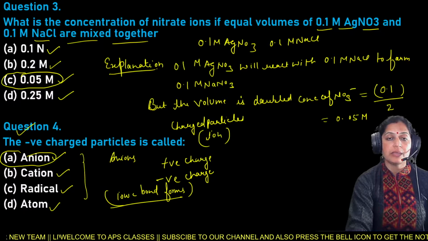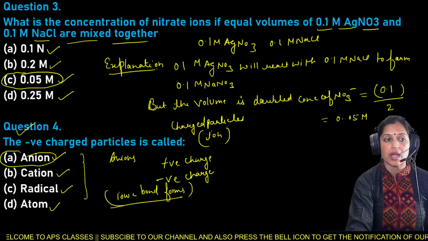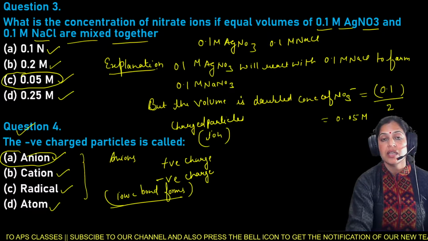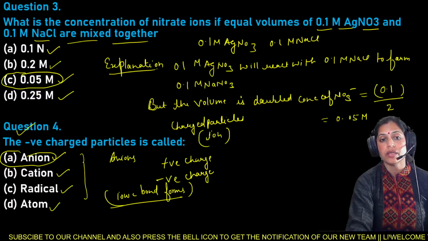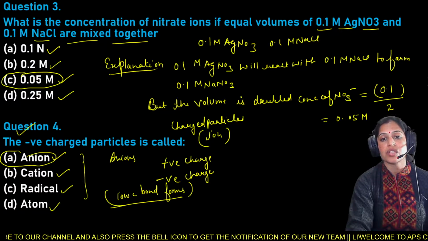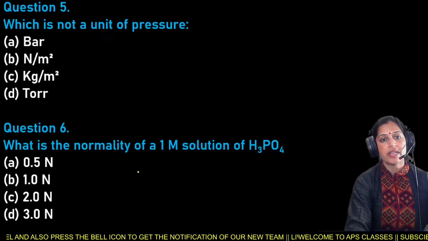And after that they become attached to each other and mixed with each other, making a new kind of particle. So here the negative charged particles are called anions. So here this is the right answer.